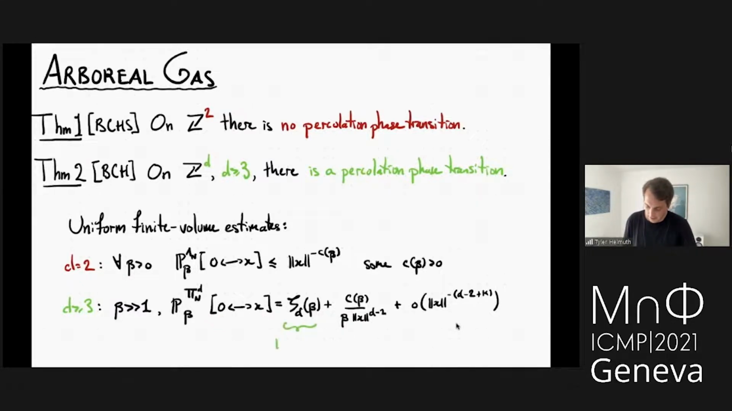And this constant is similar to 1 minus order 1 over beta, plus a correction term that looks like a constant over beta times 1 over x to the d minus 2, plus a lower order term. Okay, so in particular, this first term already says that you have a giant. It says that the expected size of the tree at the origin is comparable to the volume of the whole system.